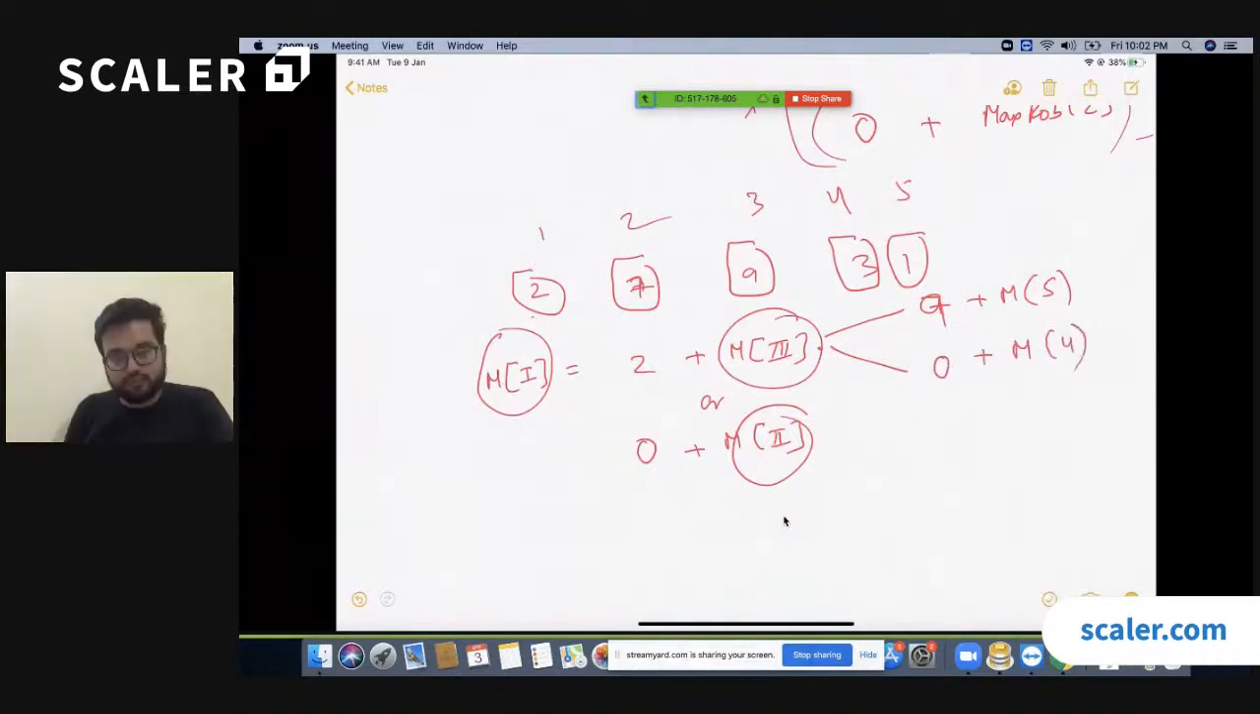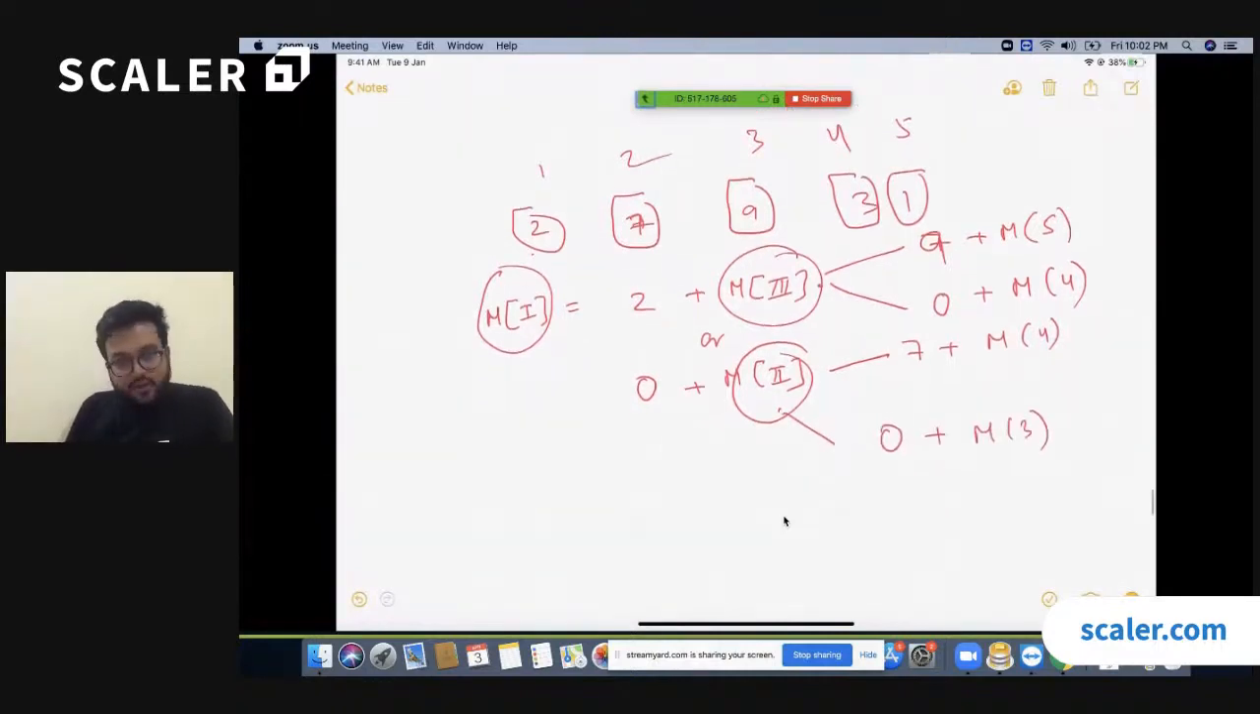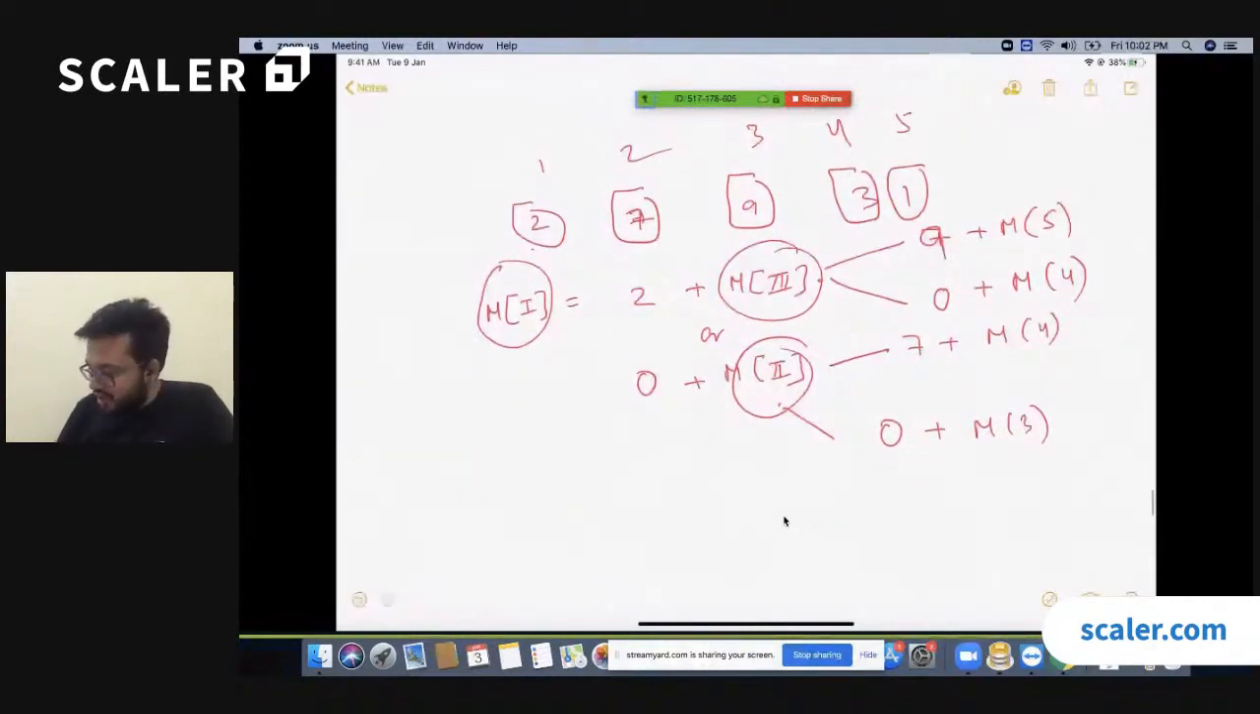Similarly for M2, I will say either I can rob the second house, which will give me 7 gold coins. And if I rob the second house, I can now try robbing the fourth house. Or I can not rob the second house and try getting the answer to the third house. Now you would appreciate that I need not compute this M3 again, because this M3 would be computed here automatically, right? So I will just compute this once. So what will I do? I will try computing M5.